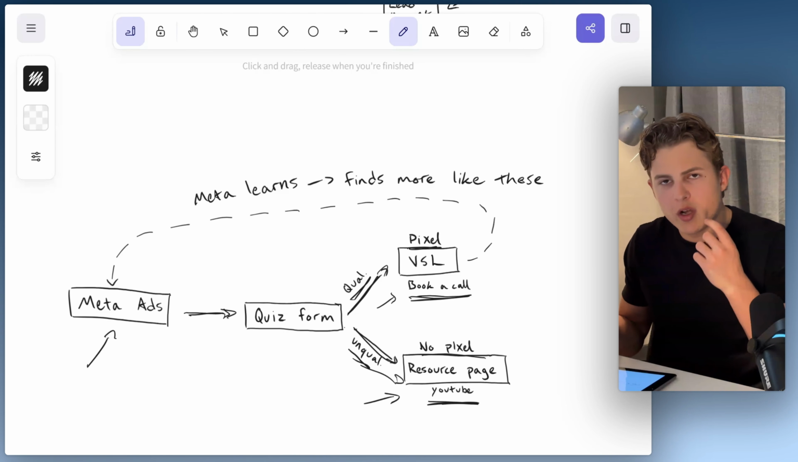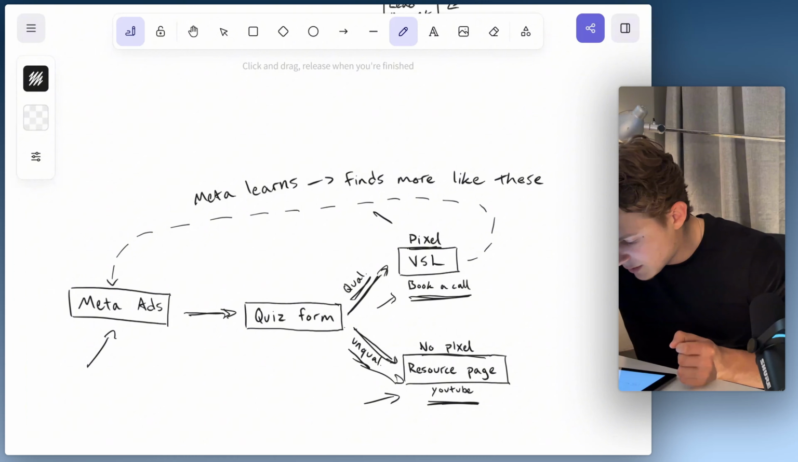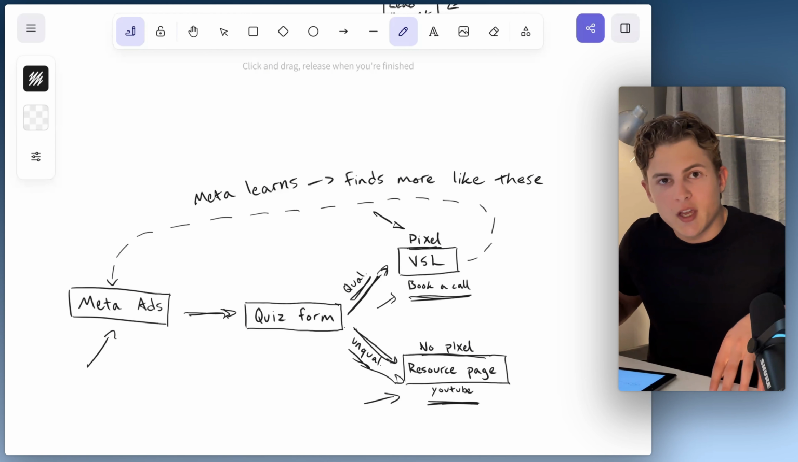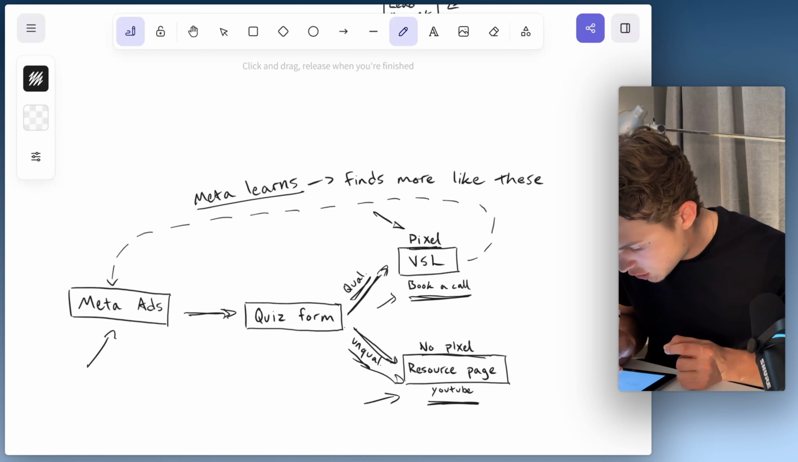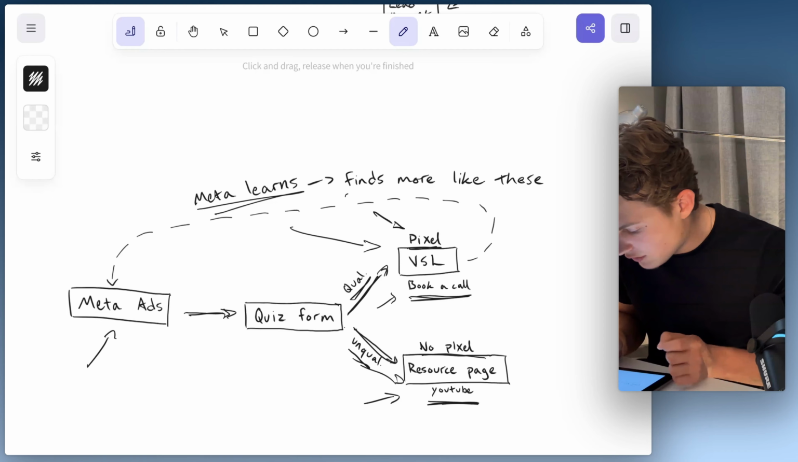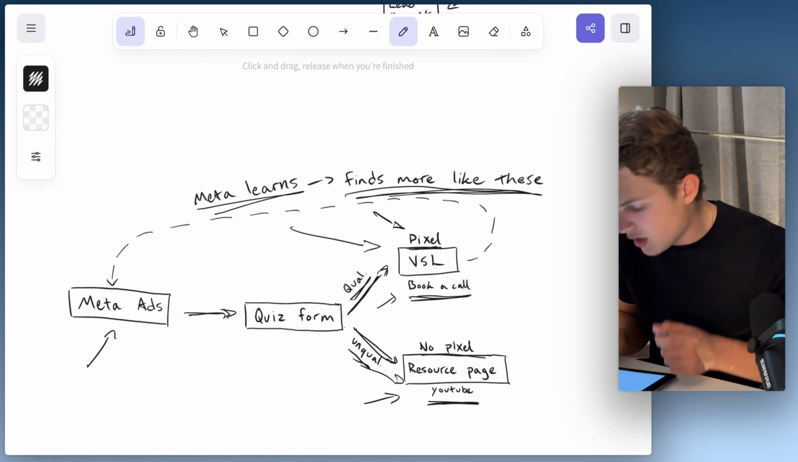And on the page where you send the qualified ones, only on that page should the Meta pixel fire. On the page where the unqualified ones are, your Meta pixel shouldn't fire. This means that Meta learns only on your qualified leads. That means that Meta will actually find you more people like these.